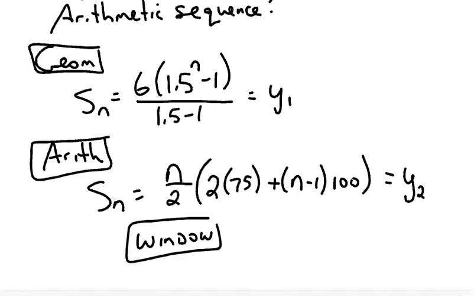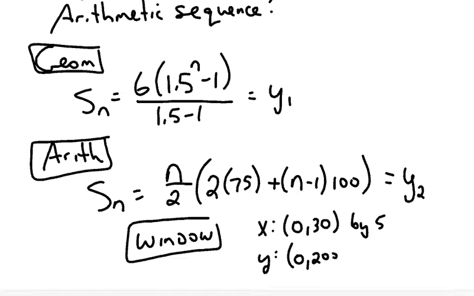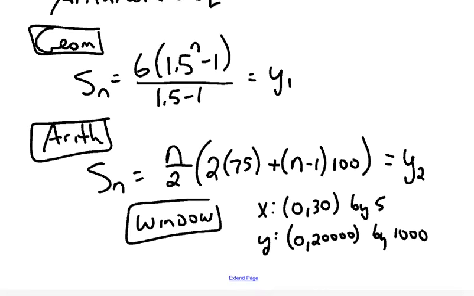And for my window, on the x-axis, we're going to go from 0 to 30. Okay, we can go by 5s. And on the y-axis, I found that I had to get pretty far, 0 to 20,000. And so I'm going to go by 1,000. I do the same thing that I normally do. I just put that into the calculator. And after I calculated it by finding the graph, do the second calc intersect again.